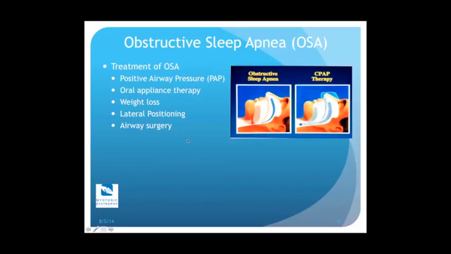And then there's some other treatment options that I just want to point out. If you've tried CPAP or bi-level or one of these positive pressure devices where you have to wear a mask, there are other treatment options such as an oral appliance. Weight loss can help. Avoiding your back.